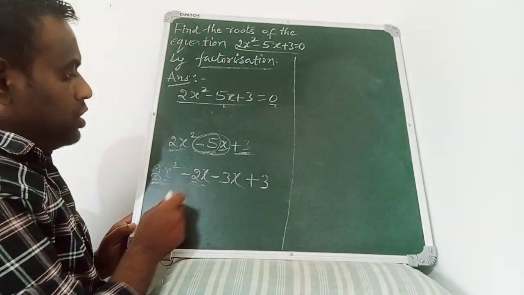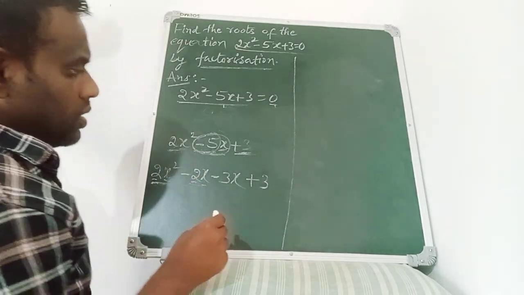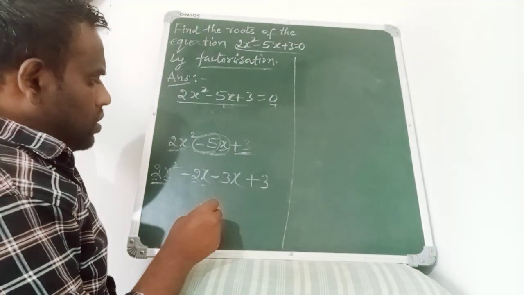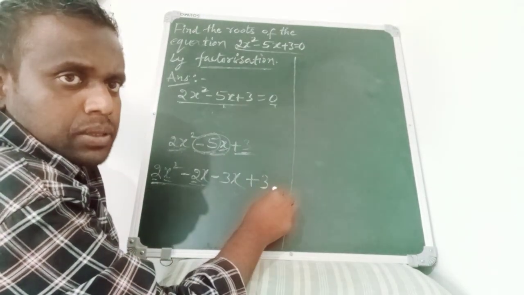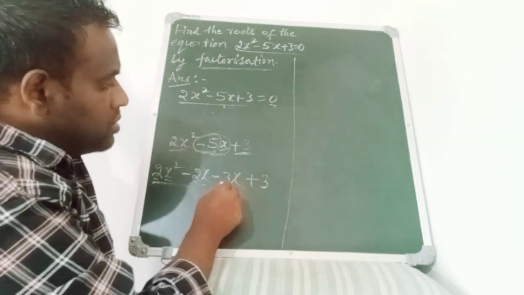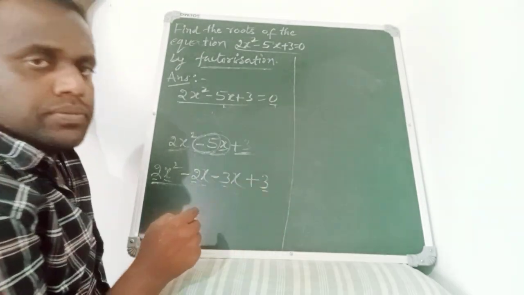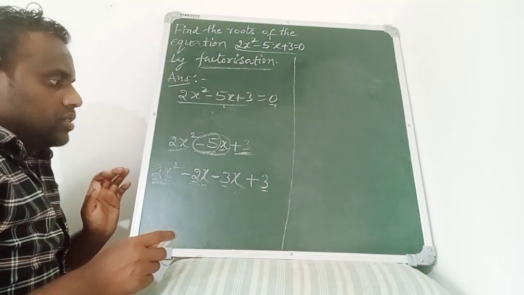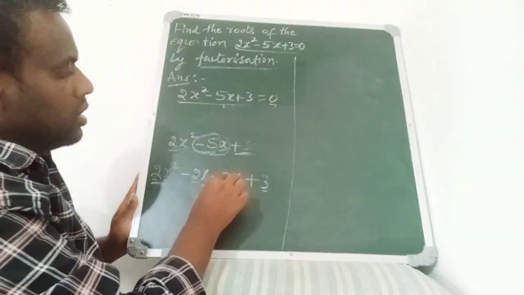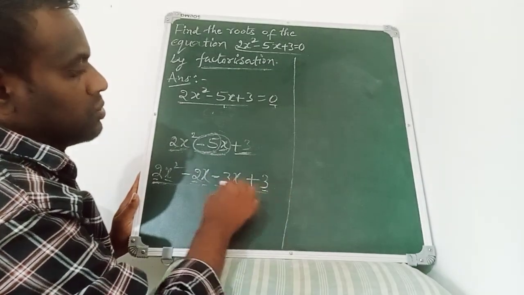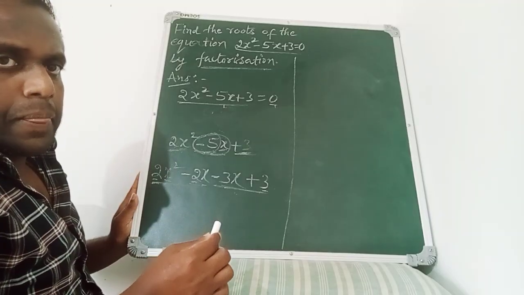So I will group these two. And you come here, x is there, here no x, but still we can take common because here 3 is there, here 3 is there. So that's why I will consider these two terms together.